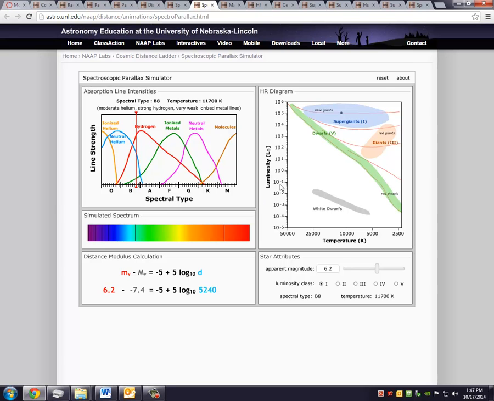But by doing all this, now I know, by looking at this distance modulus calculation, that my apparent magnitude is 6.2, my absolute magnitude is negative 7.4. And therefore the distance to this star is about 5,000 light years. I take that back, 5,000 parsecs. These distances are in parsecs, which kind of makes sense. So this is a supergiant, and the reason why it's got a relatively weak apparent magnitude is because it's so far away. If it was brought 10 parsecs away, we would have a magnitude of negative 7.4. That's what the absolute magnitude means.